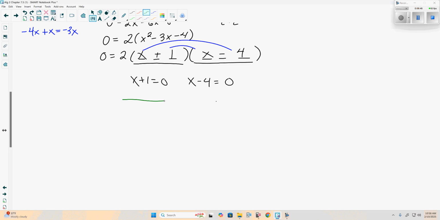Now, with our x plus 1 at this point, we can subtract 1 from both sides, telling us that one of the solutions is negative 1. We can do a similar thing with x minus 4. We can add 4 to both sides, telling us that x is equal to 4. So negative 1 and positive 4 are our solutions.